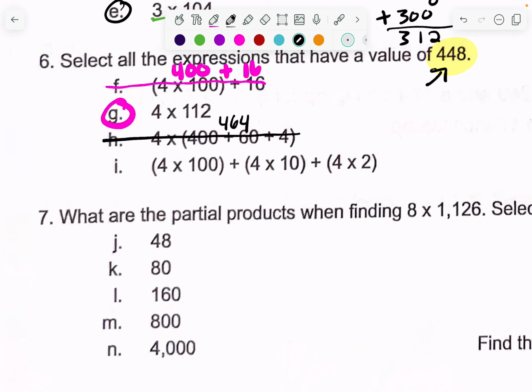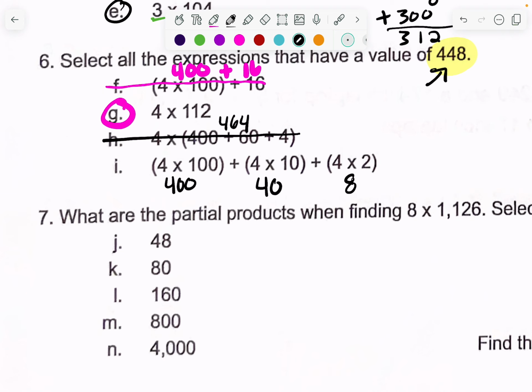Then this last one right here, 4 times 100. Okay, I know that 4 times 1 is 4. I'm going to annex my 2 zeros. Okay, I know that one. I've got to do the next parenthesis. So I know 4 times 10, 4 times 1, okay, I know that's 4. I need to annex my 0. Absolutely. I have one more parenthesis I need to go to. 4 times 2 is 8.